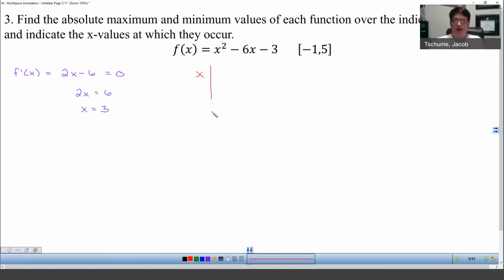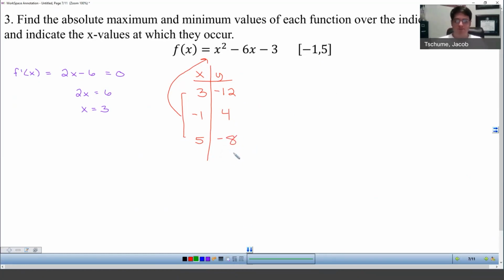I'm going to make my t-chart like I did just a minute ago. This time I'm going to take my critical value, which is 3, and I'm going to list that number first. And then I'm also going to list both of my endpoints, because that's part of the process. Getting my calculator out, I'm going to plug all 3 of these numbers back into the original function. So you can pause and follow along if you'd like, and I'm going to knock this out really quick. So when I plug 3 in, I got an answer of -12. When I plug -1 in, I got an answer of 4. And when I plugged 5 in, I got an answer of -8.